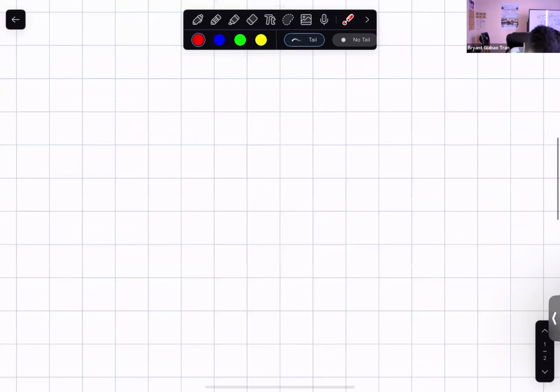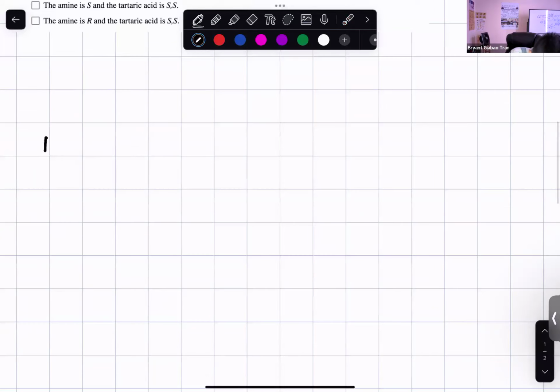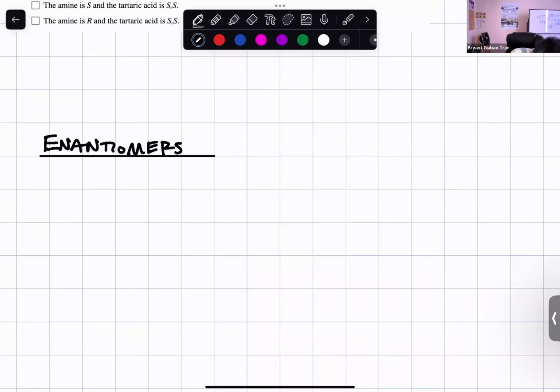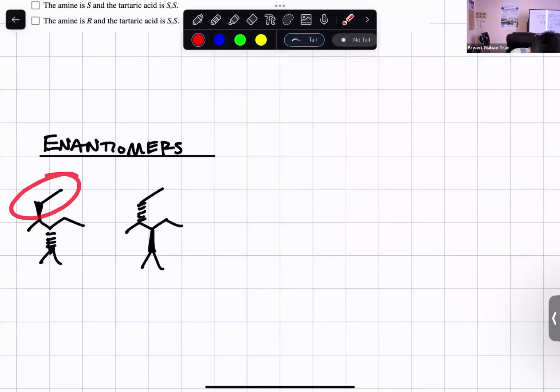So let's go over the differences between enantiomers and diastereomers. Enantiomers is when all of the chiral centers in the molecule change. If I give you this structure right here, all the chiral centers flip, right? This wedge ethyl flipped into a dash ethyl, and this dash isopropyl flipped into that wedge isopropyl. They would be considered enantiomers.